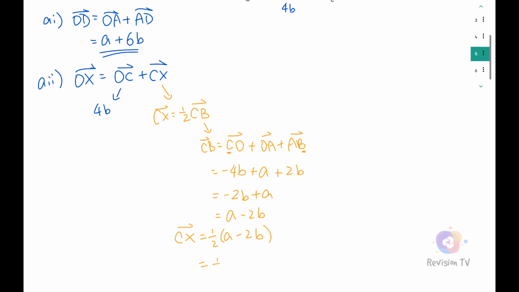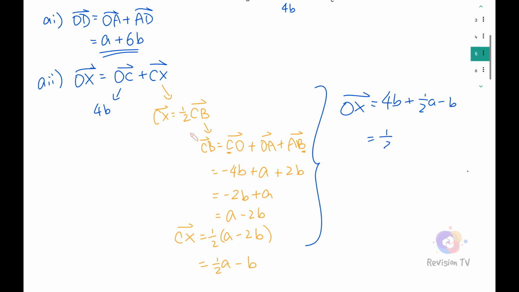Half times a is half a. Half times minus 2b is minus b. So now we know OX equals OC, which is 4b, plus CX, plus half a minus b. Half a is half a. 4b minus b is positive 3b, and that's the answer. So half a plus 3b.